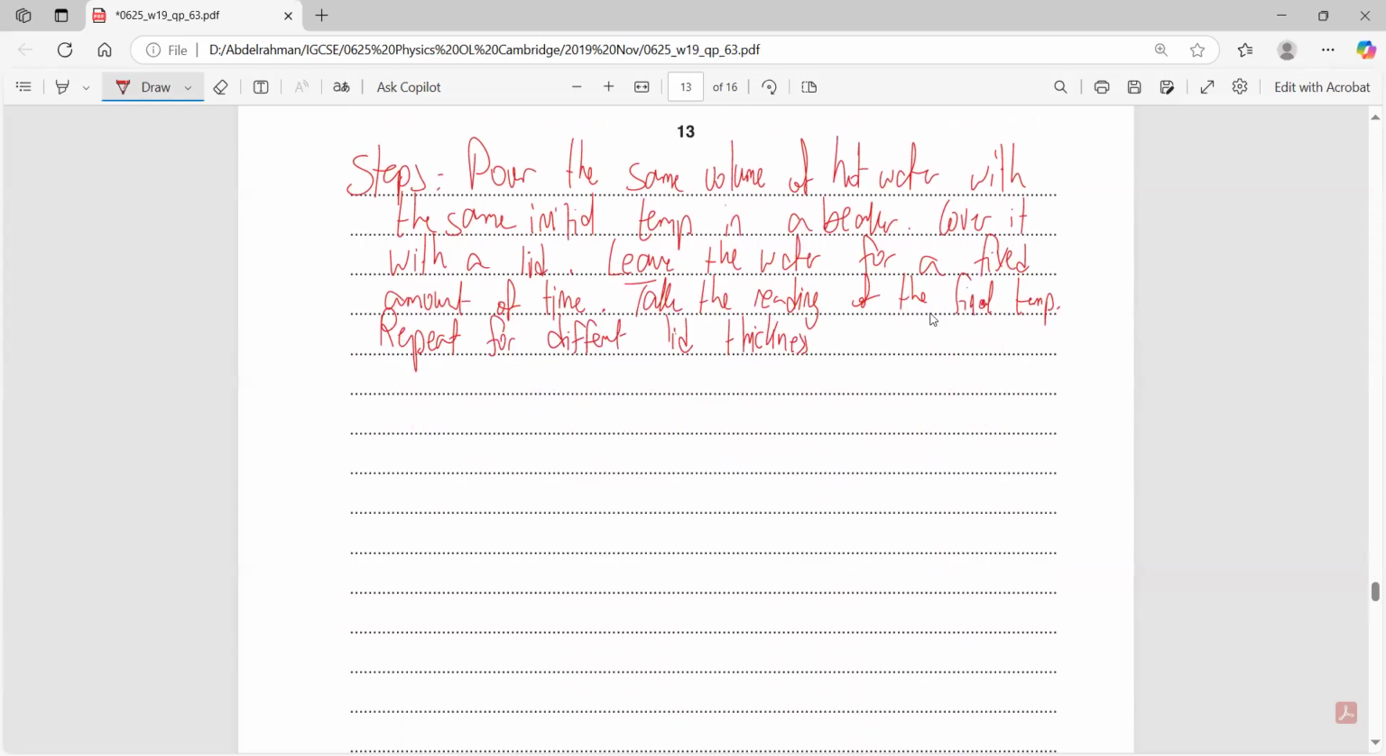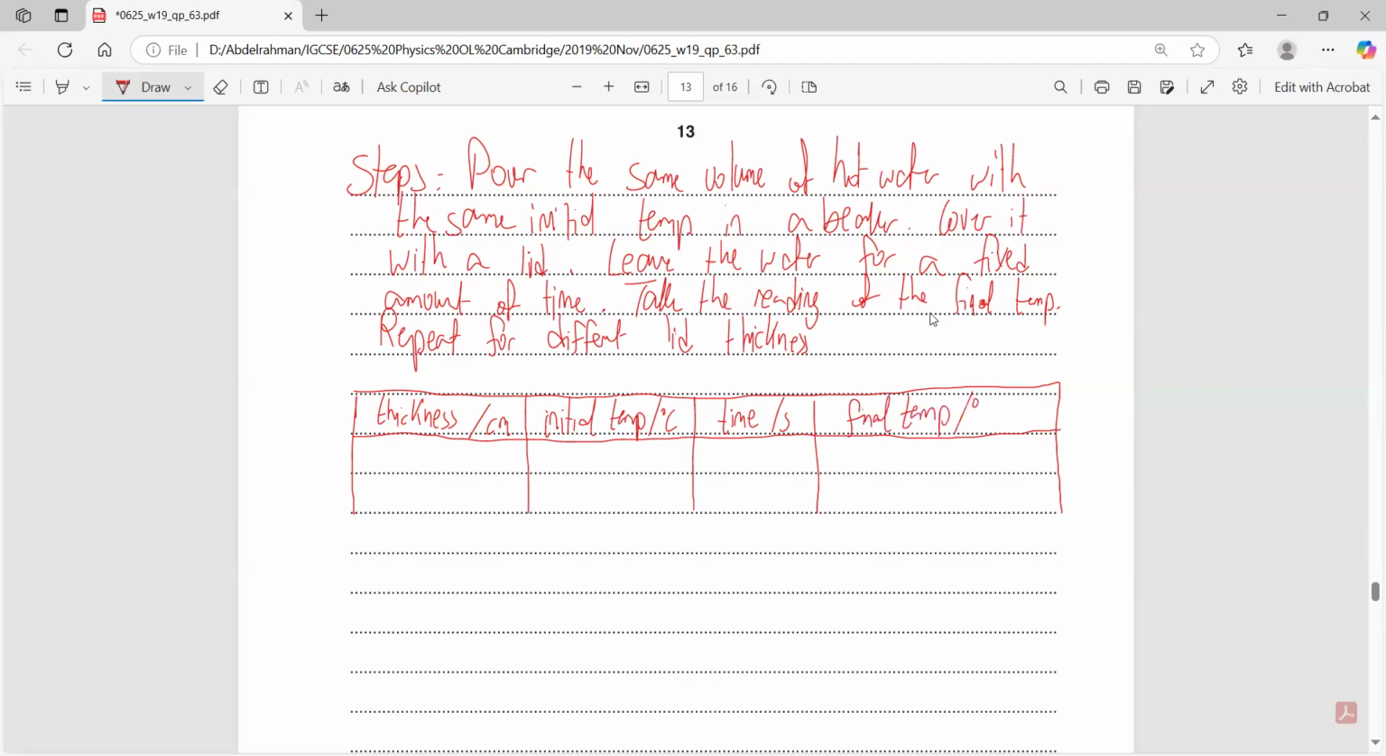Can I draw a table? Yes, you can draw the table. If you want to draw it on these lines, it's okay. If you want to draw it in the empty space above, it is also okay. What are the columns we need in this table? First of all, you need the thickness in centimeters, right? You need the initial temperature, which is constant. And you need the time taken, which is also constant. Time taken in seconds. And the final temperature, which would change. Yes, it would definitely change.